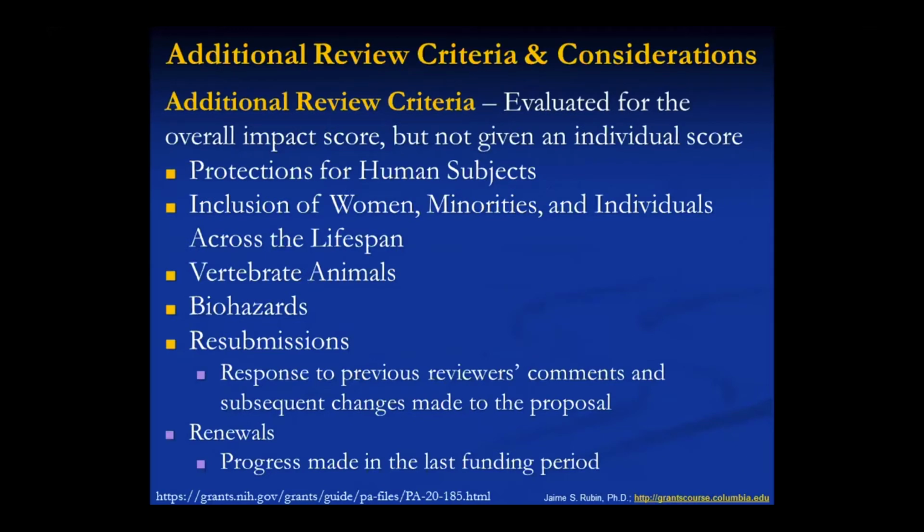Additional review criteria, which I'm going to touch on, which the reviewers also address in their review. There's the term individuals across the lifespan. And I just want to emphasize the resubmissions, to make sure that if you don't get funded the first time and you need to submit a resubmission, that you comprehensively respond to the reviewers' comments from that first review.